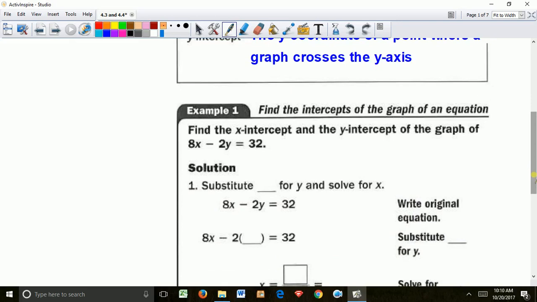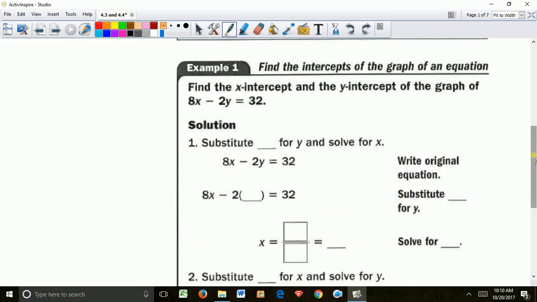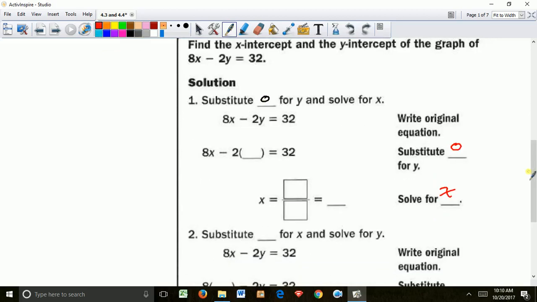Here you've got 8x minus 2y is equal to 32. So to solve for your x-intercept first, you can substitute 0 in for y, and then you can solve for x. After you plug in the value of 0 in for y, that gets rid of the y term. So now you have a one-step equation, 8x is equal to 32. You can divide both sides by 8. And now the value of x is equal to 32 divided by 8, which in this case is going to be 4.